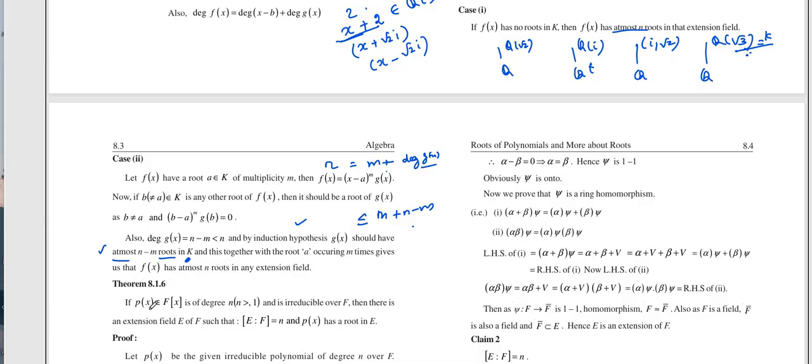So in the next video we will see this theorem, which states that if p of x is of degree n and is irreducible, then there is an extension E of f such that the degree of E over f is n and p of x has a root in E. So these three parts we have to establish in that theorem. That will be discussed in the next video.